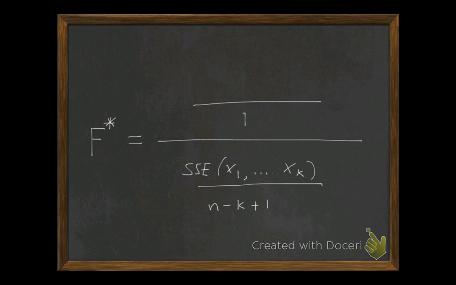Always calculated on the full model. And the sum of squares regression is calculated on the addition of the variable.